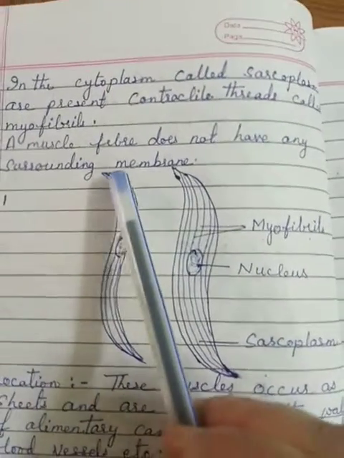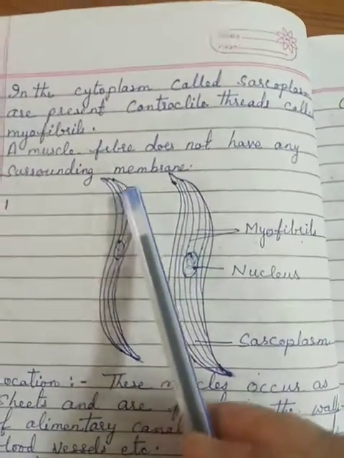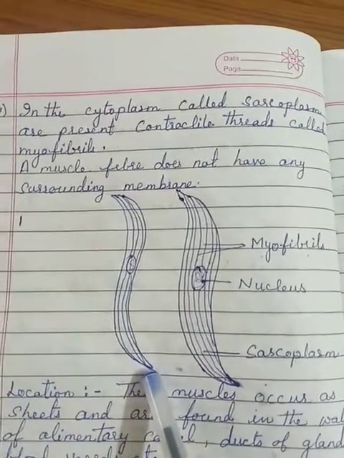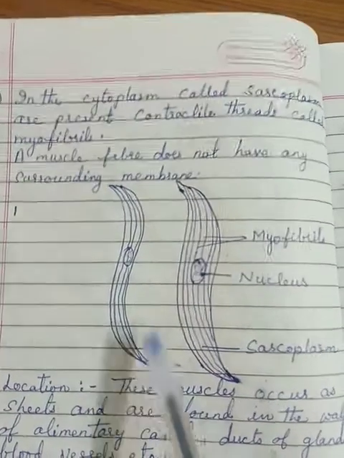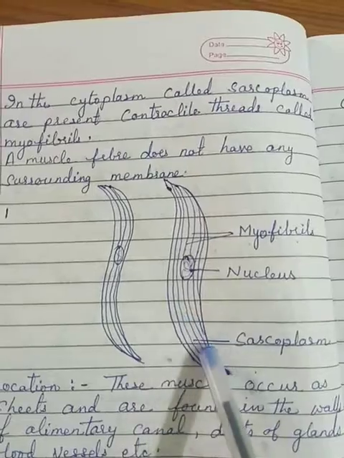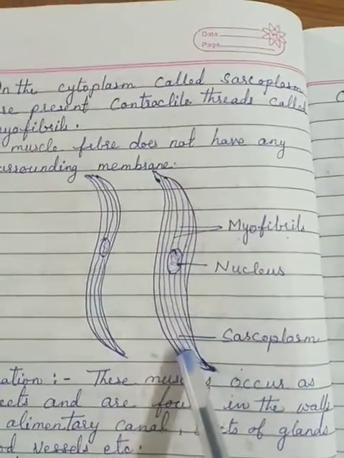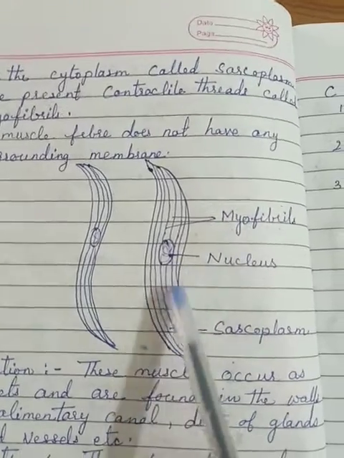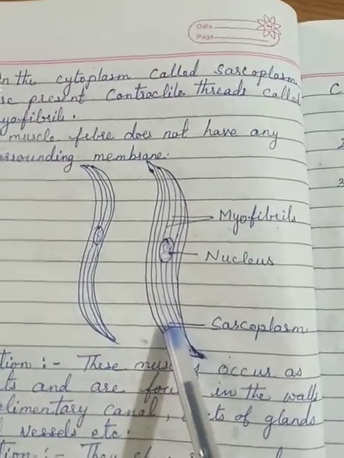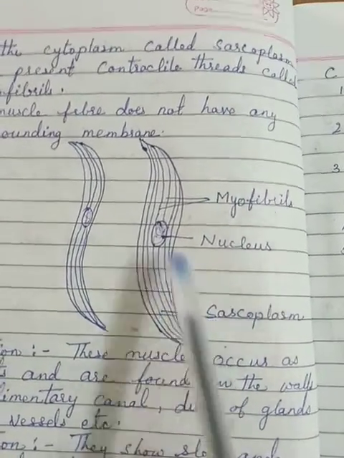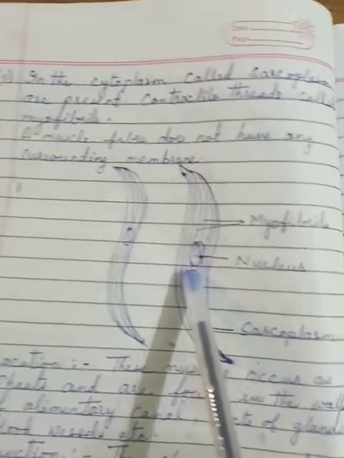See here, you can see many threads, and these are the myofibrils. This cell is also filled by a fluid that is known as the sarcoplasm. The nucleus lies in the center.